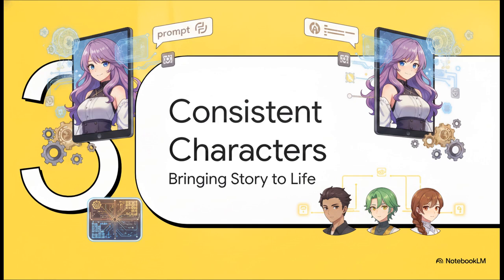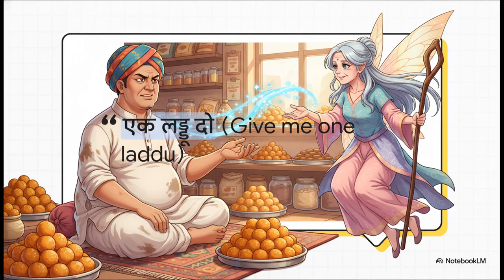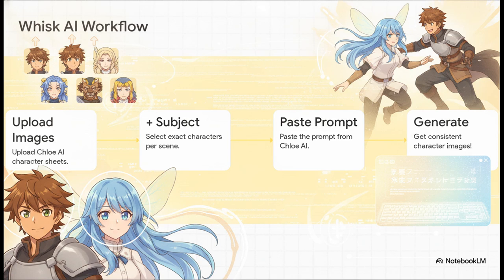Okay, let's jump into Section 3, generating consistent AI characters and bringing the story to life. Let's actually look at an anchor story from our source material to see this in action. It's a classic tale about Ramu, who's this greedy sweet seller, and a fairy who visits him asking, "Give me one laddu." We take this raw text and it directly translates into the specific dramatic beats that we need to visualize for our audience. So here is the specific workflow over in Whisk AI, and I really want you to pay close attention to step 2 here because it's absolutely crucial. See that little plus subject option?